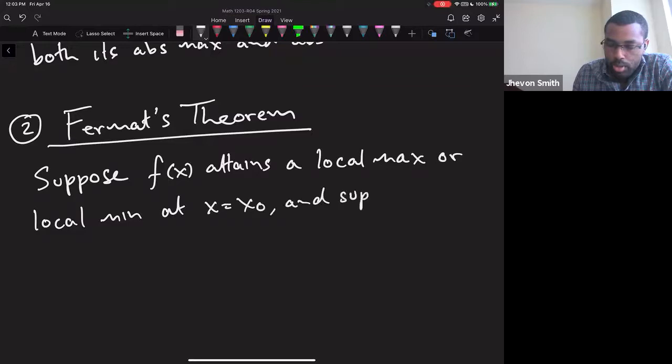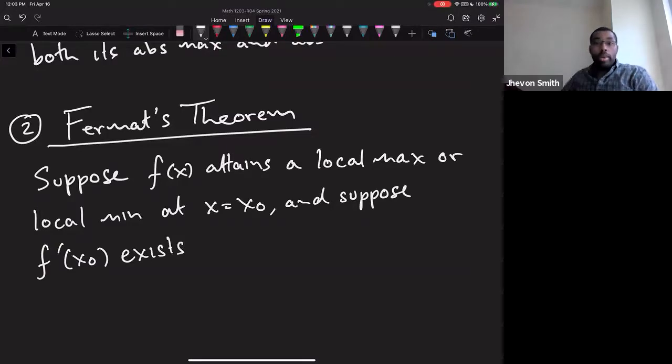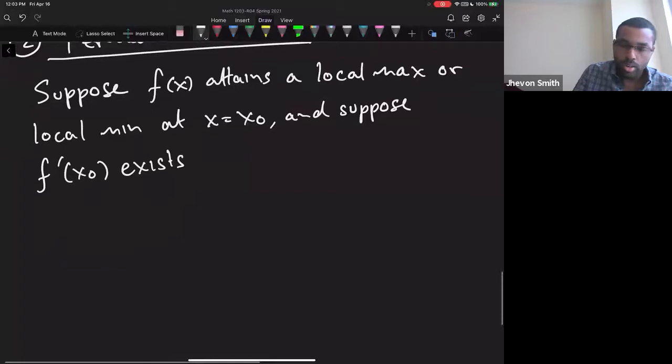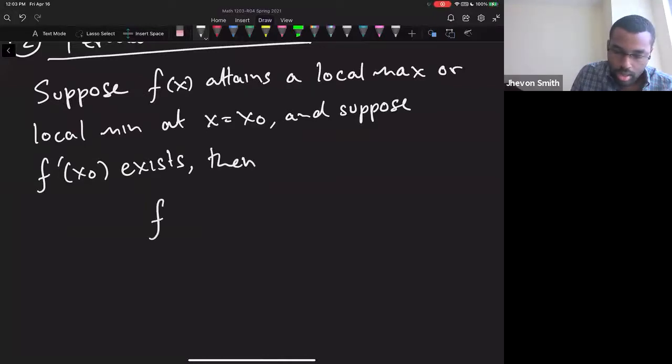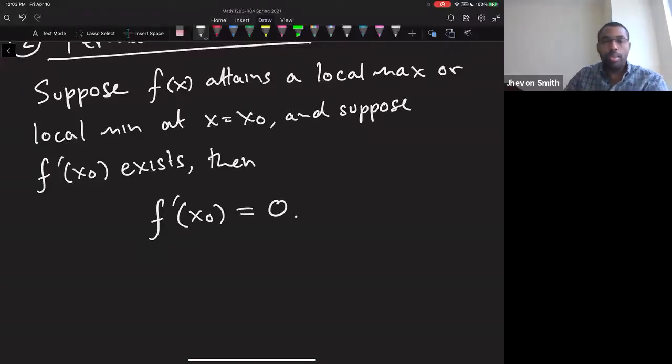And suppose f prime at x naught exists, right? So we know a max or a min has occurred, and we know that the derivative exists. For whatever reason, we know that the derivative limit will give us a number. Then it turns out the derivative must be a specific value, namely zero. So if you're at a max or a min and you know the derivative exists, the answer must be zero.